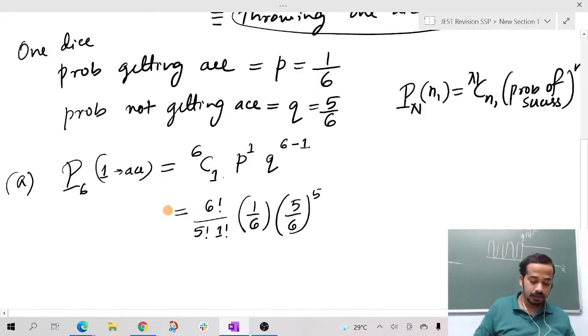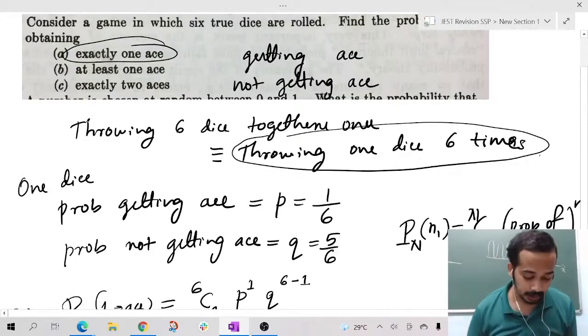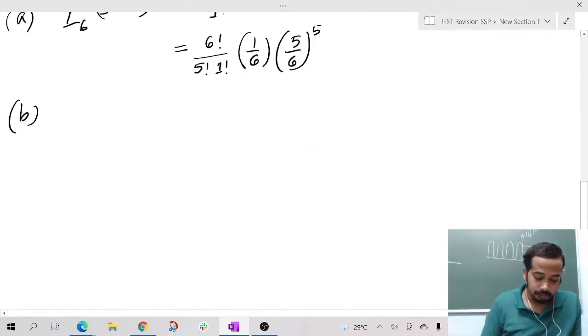I hope you can see this one. First chapter, second question. Part B of the question. What is the probability of getting at least one ace? Probability of getting at least one ace.